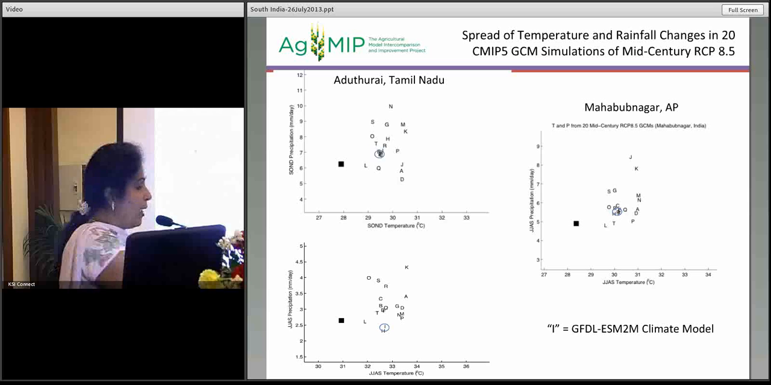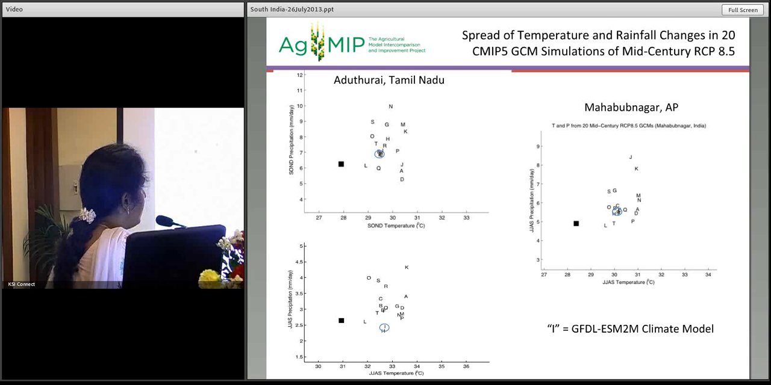Having done the baseline analysis, we wanted to see what is happening to the spread of temperature and rainfall in the 20 CMIP5 GCM simulation of the mid-century with RCP 8.5. This is for Tamil Nadu. We have done it for both seasons because we are planning to do it for both the rainy seasons, and this is also for Mehboob Nagar of Andhra Pradesh.